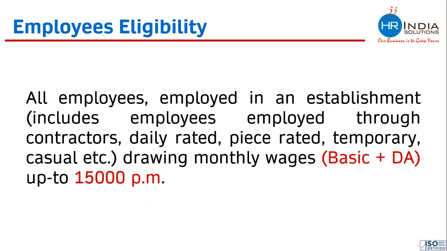As per the Provident Fund Act, all employees employed in an establishment, which includes employees employed through a contractor, daily rated, piece rated, temporary, casual etc., drawing monthly wages up to 15,000 per month. All those employees whose monthly salary, taking into account basic and DA only, is 15,000 per month or less, that person will come under Provident Fund. It is mandatory to bring all those employees whose salary is 15,000 per month or less into PF.